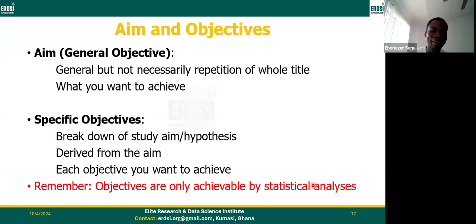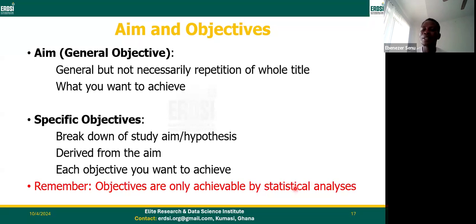Some people will write aim to assess or to measure the level of, let's say, hemoglobin among the people. Or you define aim to go and measure a particular marker. Laboratory work is not an aim. It's part of your methodology. So if you've written that, you have to go and delete it somewhere. Laboratory procedures are not aim. Your aim is only achievable by statistical analysis.